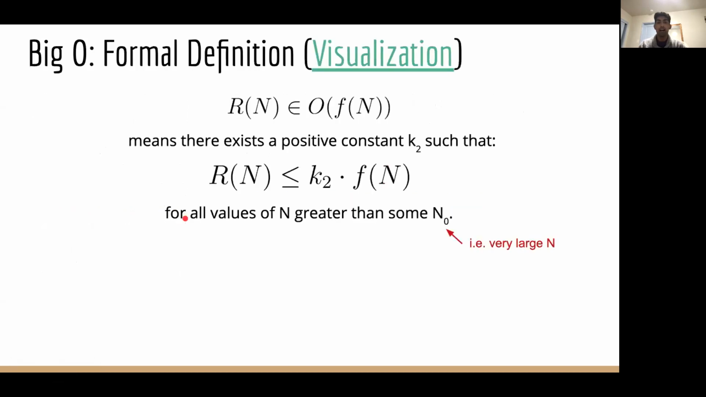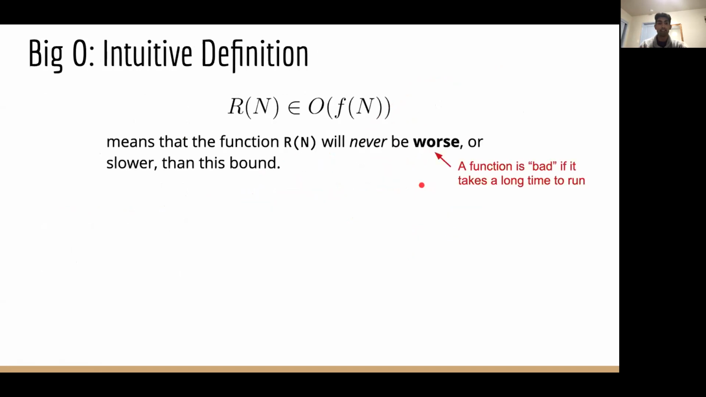So I think for the sake of time, I'm going to skip the formal visualization. But when we look at the formal definition of a big O, it means there exists a positive constant K2 such that R of n is less than or equal to K2 times F of n. All that this is saying is that R of n is always less than or equal to F of n.